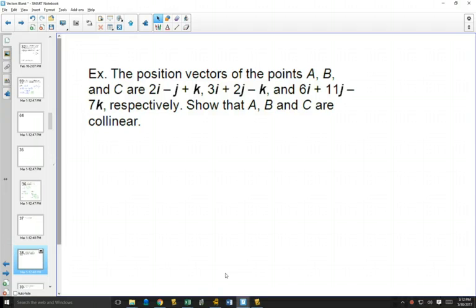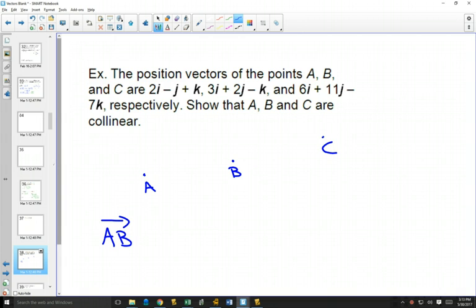Position vectors, points A, B, and C are as follows. And you want to show that all 3 of those points are collinear. In other words, somewhere in 3-dimensional space, there's point A, point B, and point C, and they are all on the same line. Well, if we figure out the vector from A to B, and we figure out the vector from B to C, now A to B, we can use our position vectors because somewhere in here is also an origin.